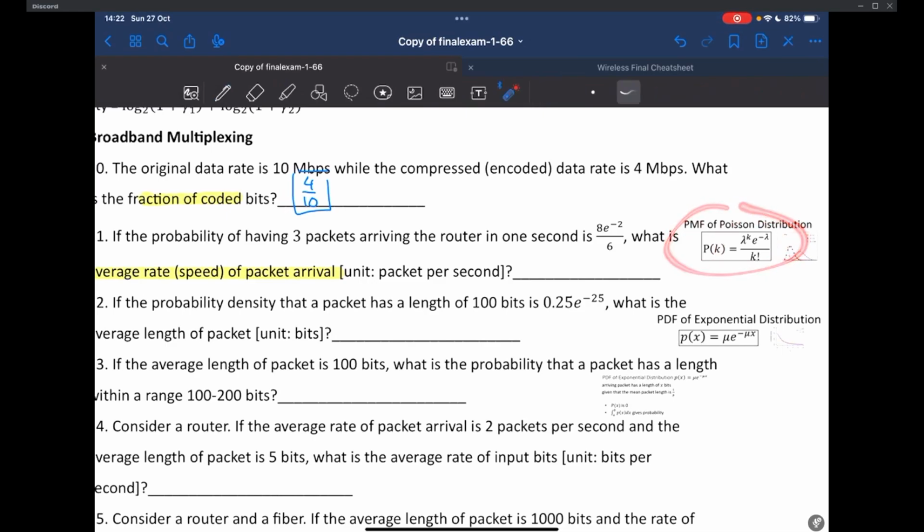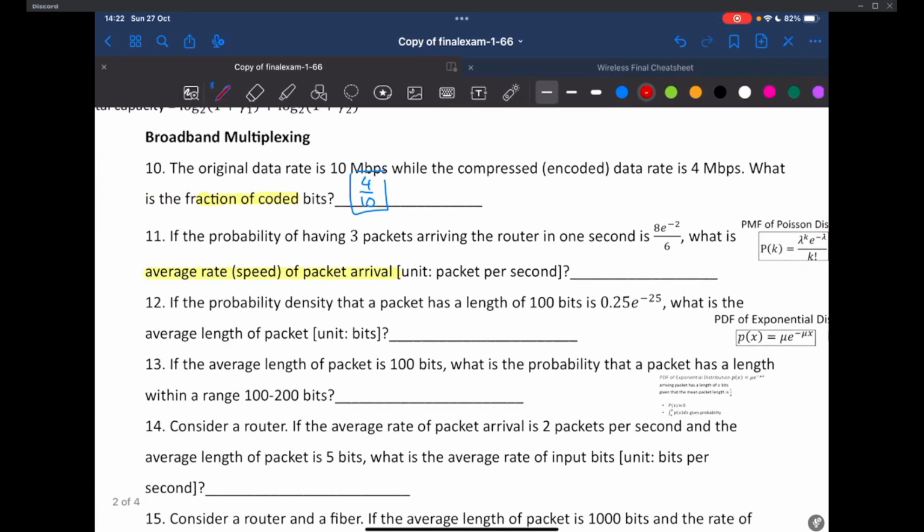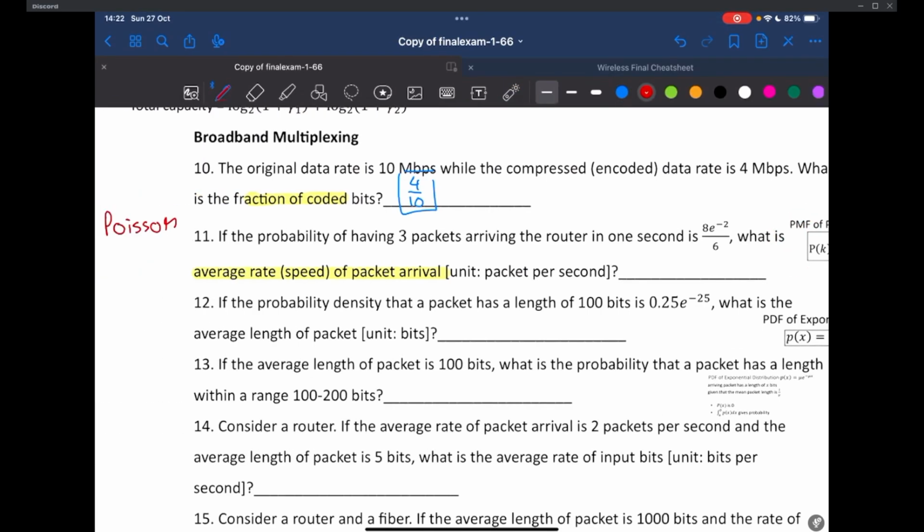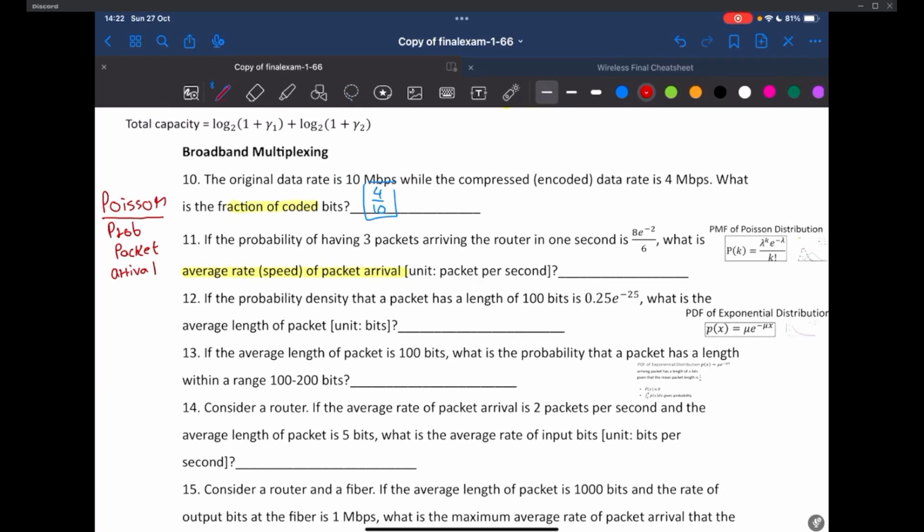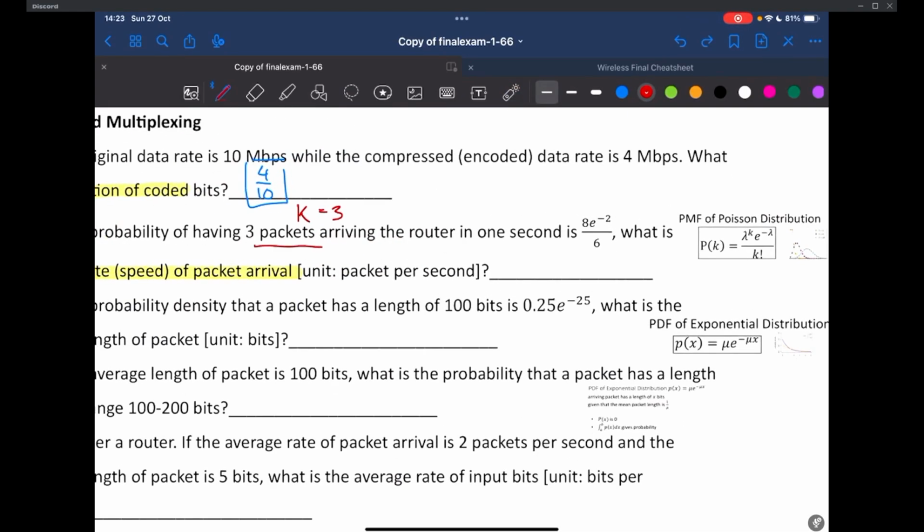The reason why I use Poisson is that Poisson is used for finding the probability of packet arrival. So whenever we're talking about packet arrival, we are talking about using Poisson distribution. And so Poisson distribution would be that. Therefore, let's see here, we have 3 packets arriving. So this one would be our K. For the formula here, this would be K. And 1 second, this would be the probability.